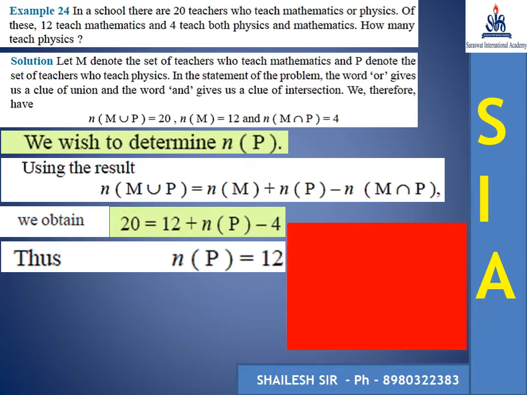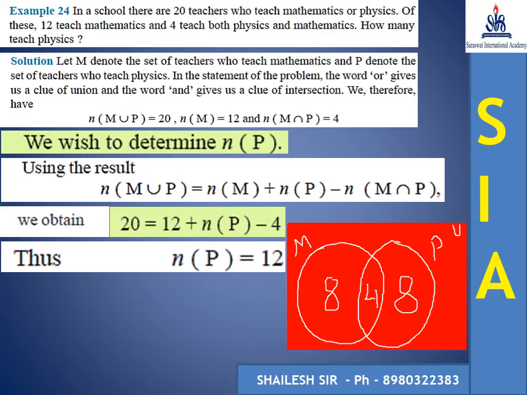Look at that. This is the Venn diagram for set M and set P. The first circle indicates the mathematics subject, the second circle P indicates physics, and the common region is 4. So I have written 4 here in between. Now n of M is 12, but since 4 is already written in between, I have written 8 in the first circle.